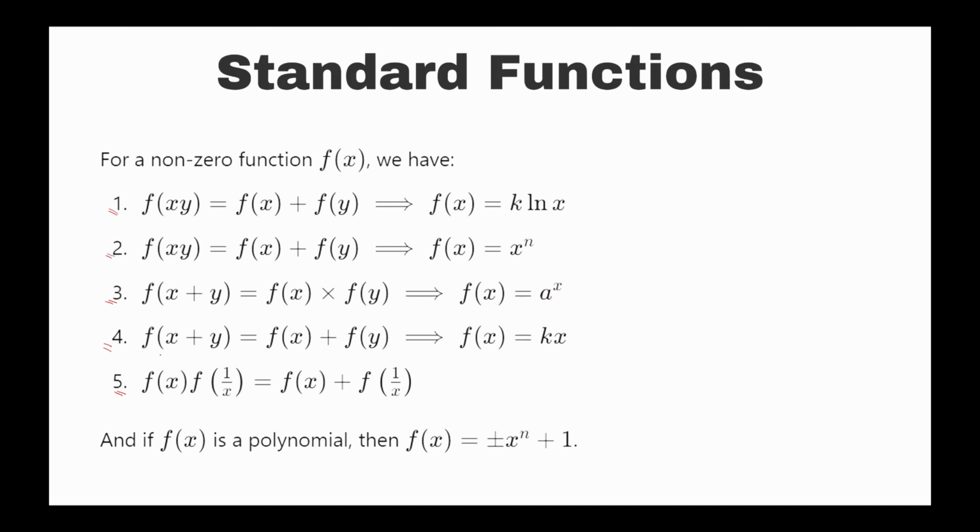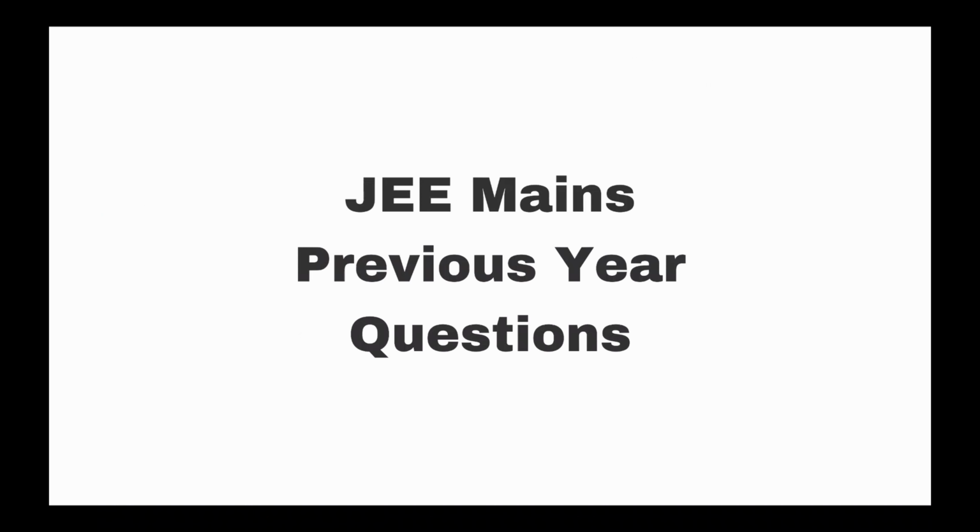If you have f of x plus y is equal to f of x plus f of y, then your function is basically kx. So basically the most important ones that you need to remember are this one, and this one. f of x into f of 1 by x is equal to f of x plus f of 1 by x. And if f of x is a polynomial, then f of x is equal to plus minus x to the power n plus 1. So let's say if they tell you that f of x is a polynomial, then you can simply consider your polynomial to be in this format. So these are certain standard functions that you need to remember.